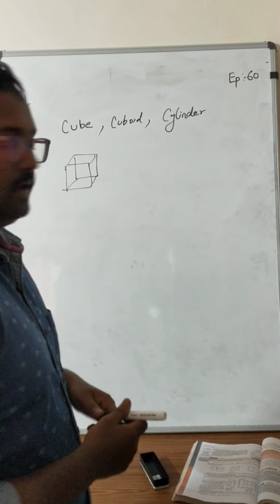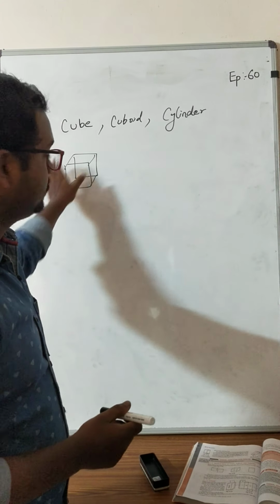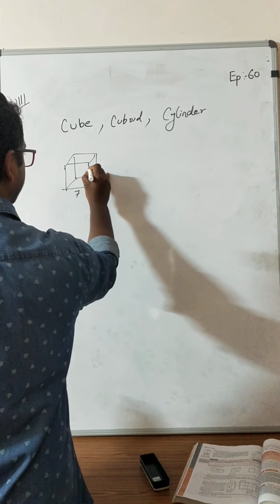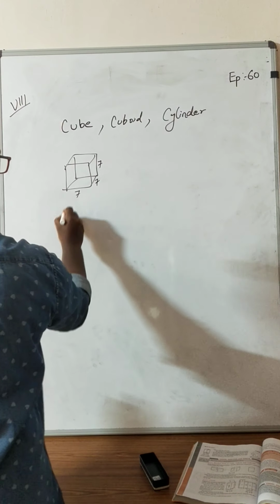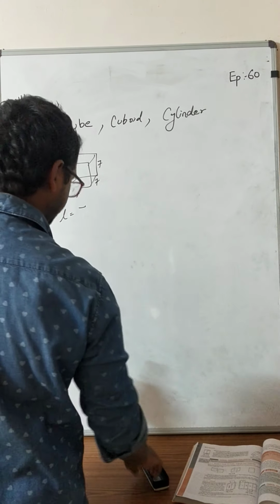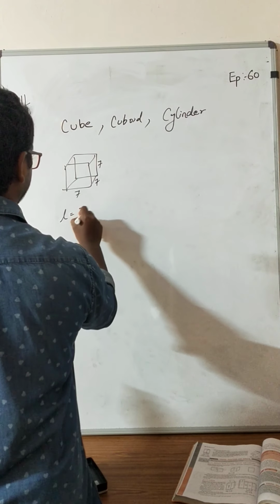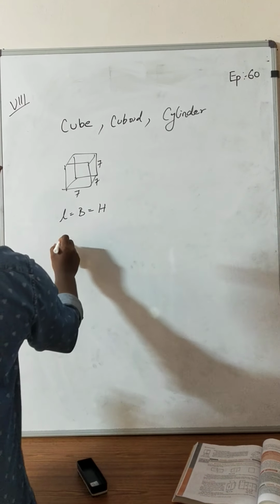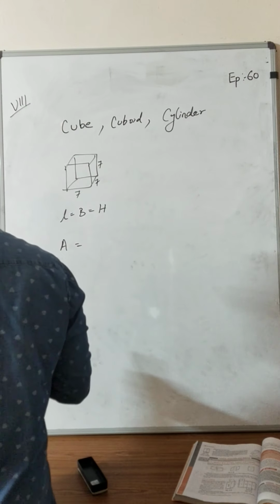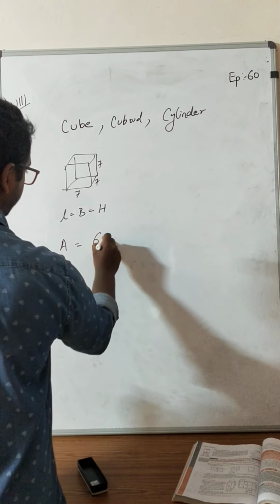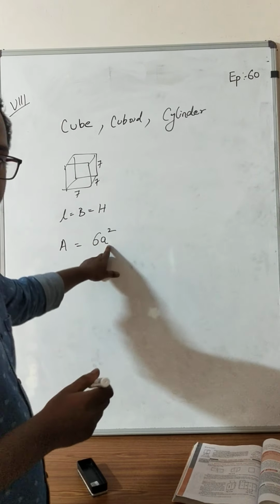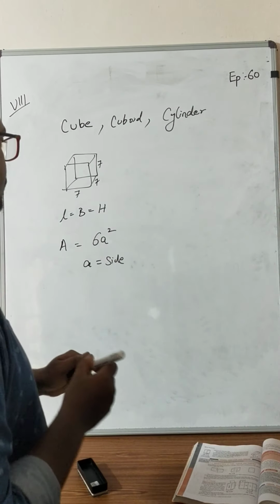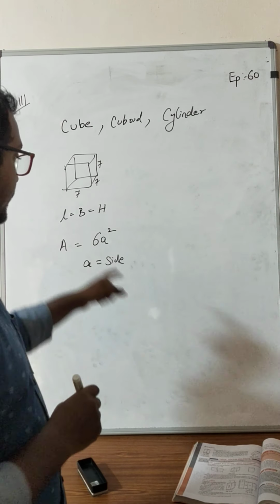In a cube, all the sides are of equal length. So this is 7 centimeter, then the breadth is 7 centimeter and the height is 7 centimeter, which means length is equal to breadth equal to height. So in general there is a formula for area, which is area is equal to 6a square. Now this a represents a side. a is the side of the cube. So the area is 6a square, where a is a side.